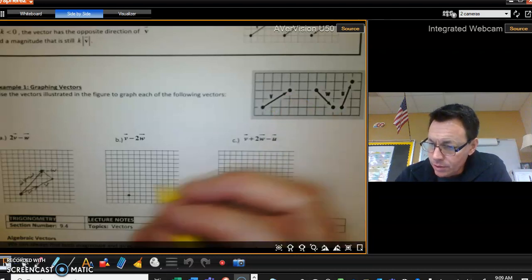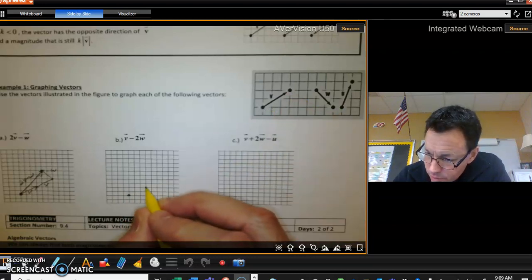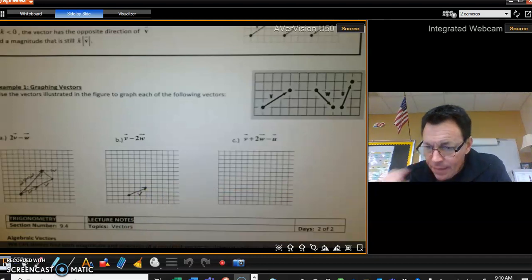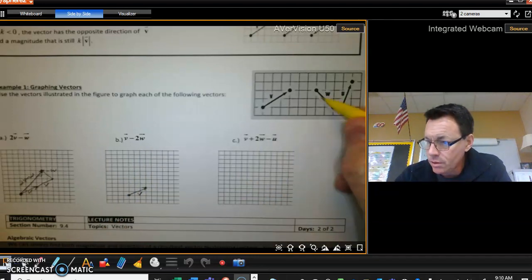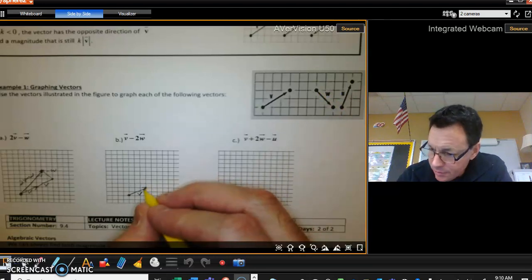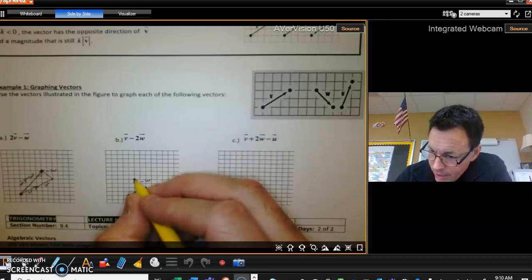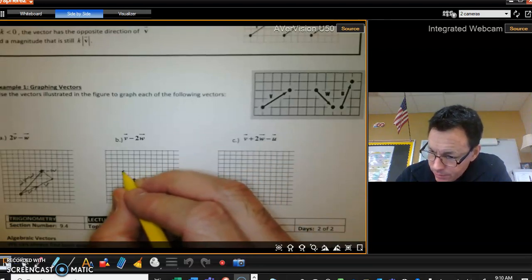Okay, so V. 1, 2, 3, 1, 2. That's V. And then I need to subtract 2 W's. So I need to go up and to the left. 1, 2. Negative W. And then do that again. 1, 2.